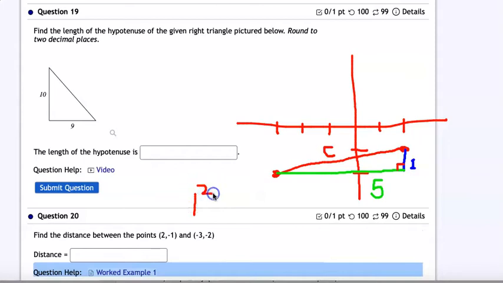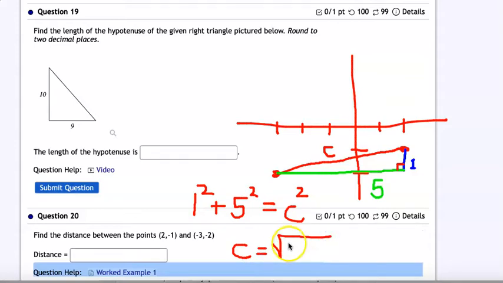Now I can use the Pythagorean theorem, so this will be my C, and I have 1 squared plus 5 squared is equal to C squared. So that gives me that C is equal to the square root of 26. You can get the exact same results using the distance formula as well.